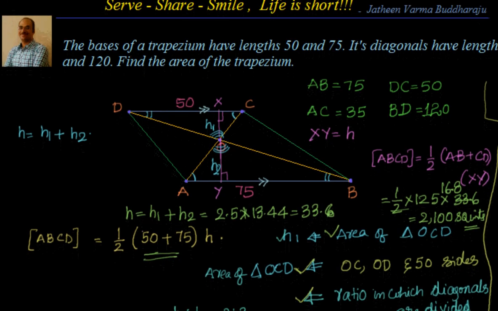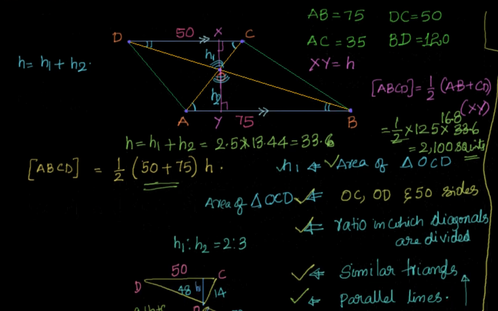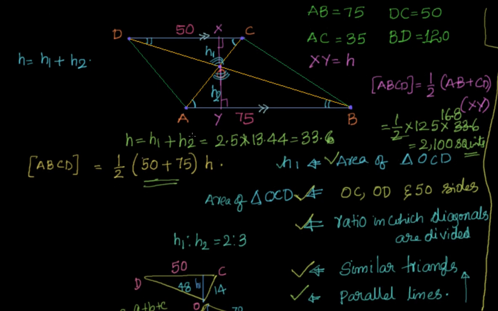So let me just try to summarize this before I close. I hope you are clear with that. I will summarize this in 2-3 minutes. We have been given a trapezium ABCD. The bases, or parallel sides, are 50 and 75. The diagonals AC is 35 and BD is 120. We have to find the area of trapezium ABCD.